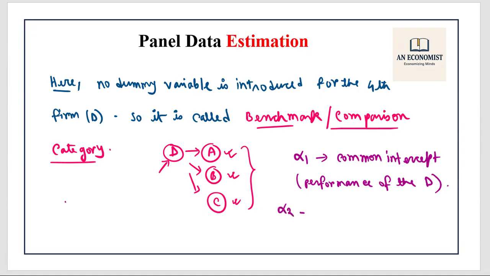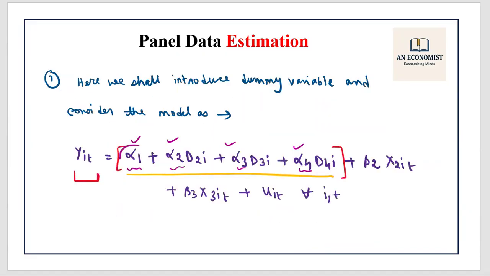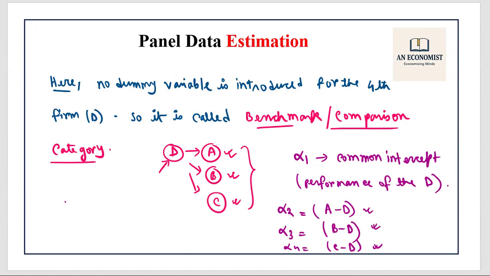Then alpha 2 will be the difference in the production of the first form and the Dth form. Alpha 3 will be the difference between the second form and the Dth form. And alpha 4 will be the difference between the C form and the D form. So this will be the interpretation. Alpha 1 is the benchmark category, which gives you the overall effect or the benchmark performance. Alpha 2 gives you the difference between the form and the benchmark category, B minus D, which I have written here. And then you have alpha 3 and alpha 4. This is how you have to interpret all of the coefficients.